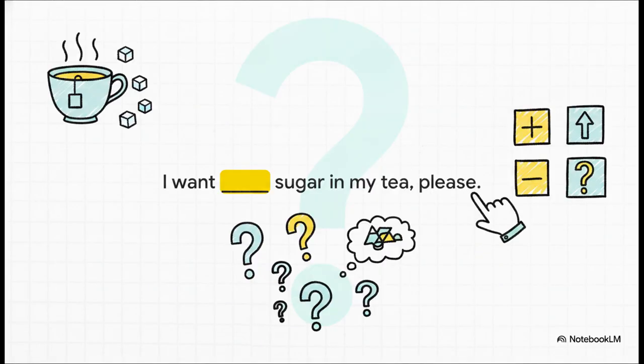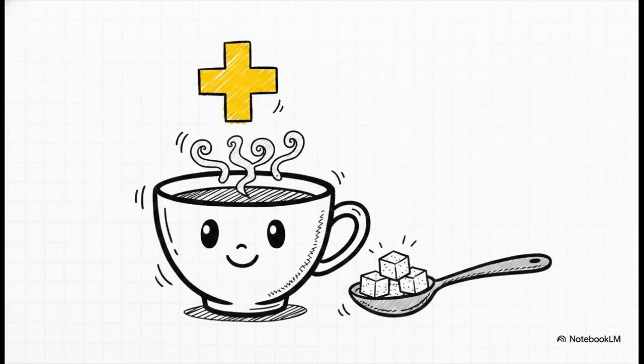Okay, moving right along to number 2. I want blank sugar in my tea, please. Let's look at the clues here. Ask yourself, is this positive, negative, or an open-ended question? Exactly. It's a positive statement and a super polite request, so some perfectly handles that uncountable sugar. It creates that really warm, polite tone we talked about earlier. I want some sugar in my tea, please.